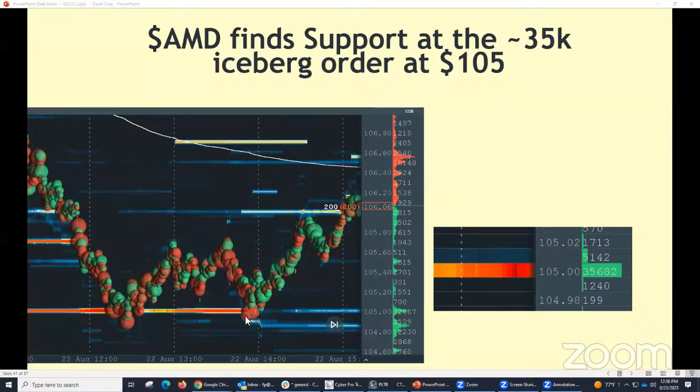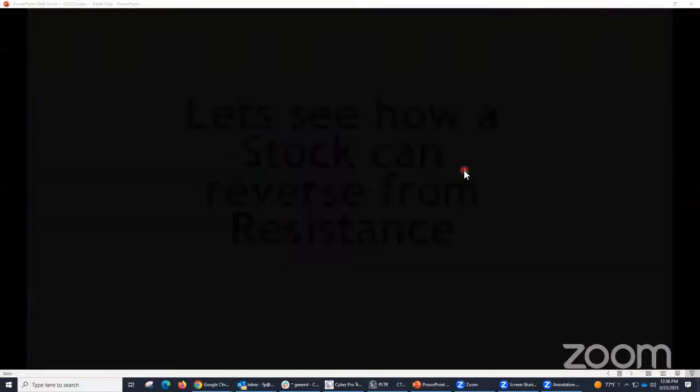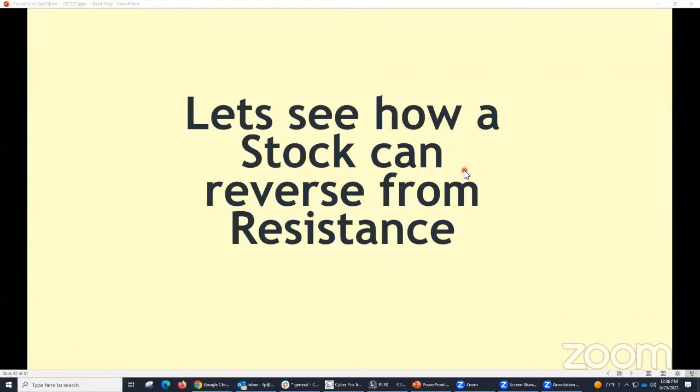Look at the stock, AMD. That's a stock that's basically what happened. It even works on brand name stocks. Let's see how stock reverses at resistance levels.